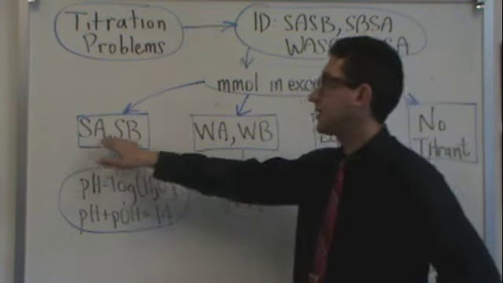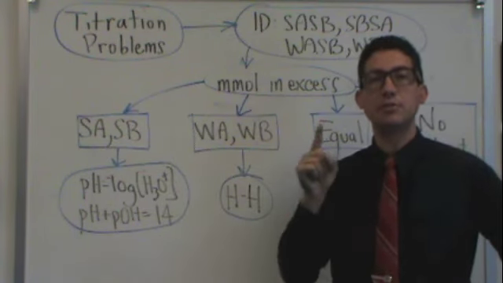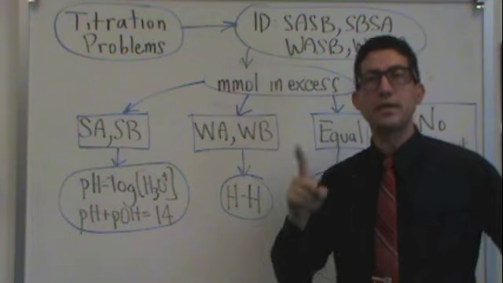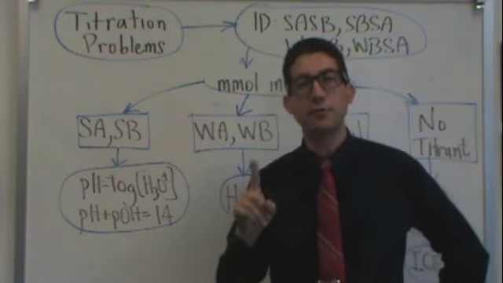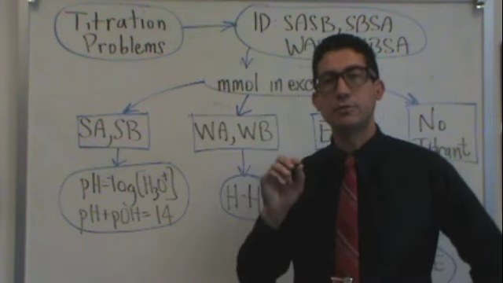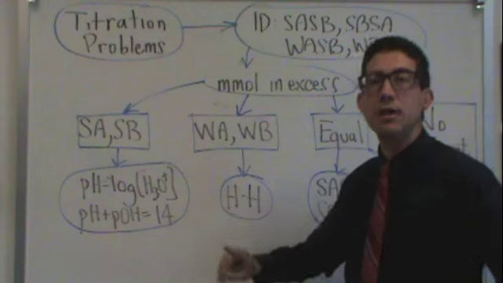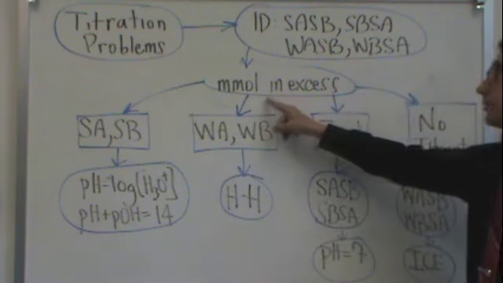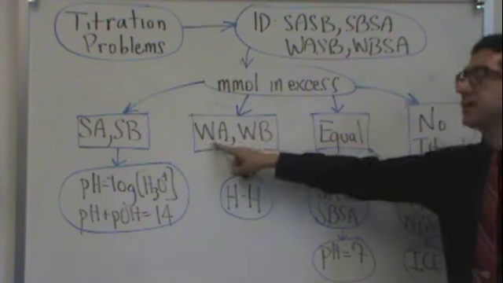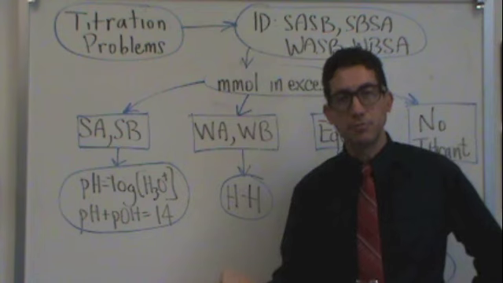If you have a strong acid or strong base in excess, that puts you in a region called the strong acid region or strong base region, respectively. And that problem is solved for pH trivially, where you use equations like these, and you don't have to use an ice table. Now, if you find the millimoles in excess is the weak acid or the weak base, this is called the buffer region.